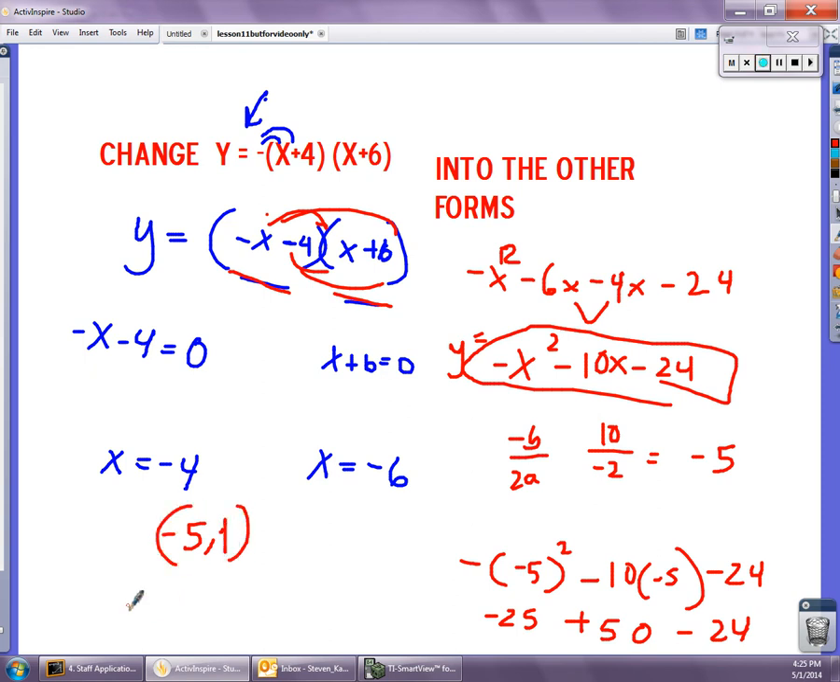So now I can write it in vertex form. y equals, we know the dilation is negative 1, so put a negative in front of the parentheses. x plus 5 squared plus 1.